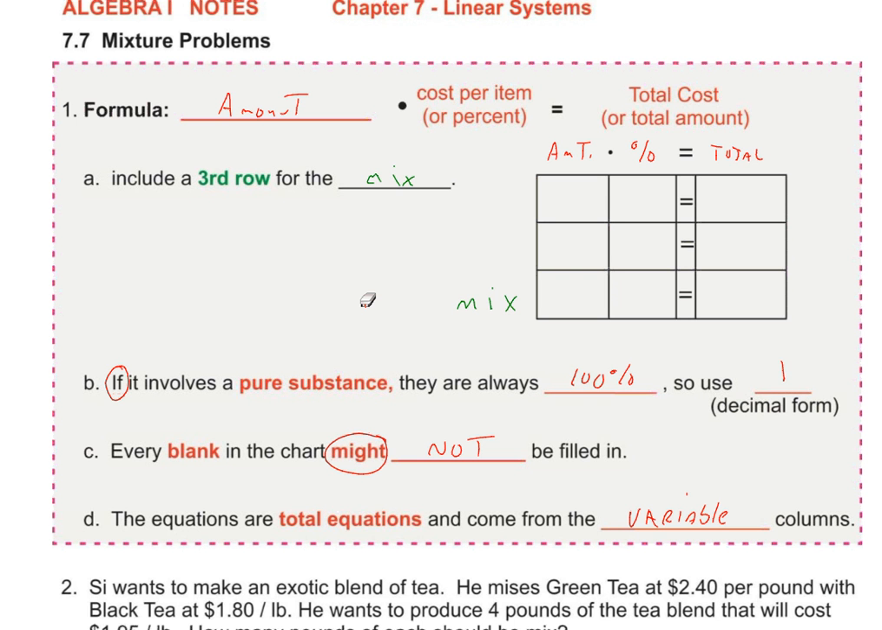So, mixture problem. The difference in the chart is a third row. That bottom row is always the mix. If you happen to get a pure substance, remember, that means you got 100% of it, and therefore it'll be 1 in decimal form, 1.0 if you want. Every once in a while, you can have one blank left empty, and it's not a problem, because your variable columns are full. And that's where you get your equations from, right? And in this kind, the equations are always total equations. So that's nice. All right, let's get to it.